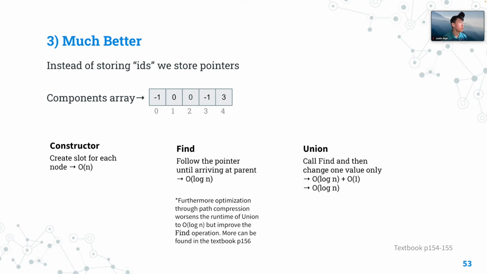Cool. So this wraps up everything for how you would want to implement the disjoint set data structure. And hopefully you found this useful for the problem set.